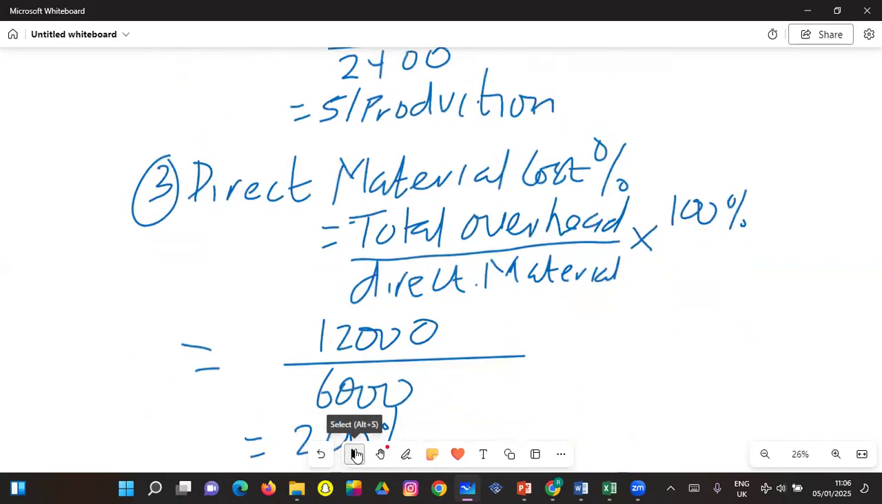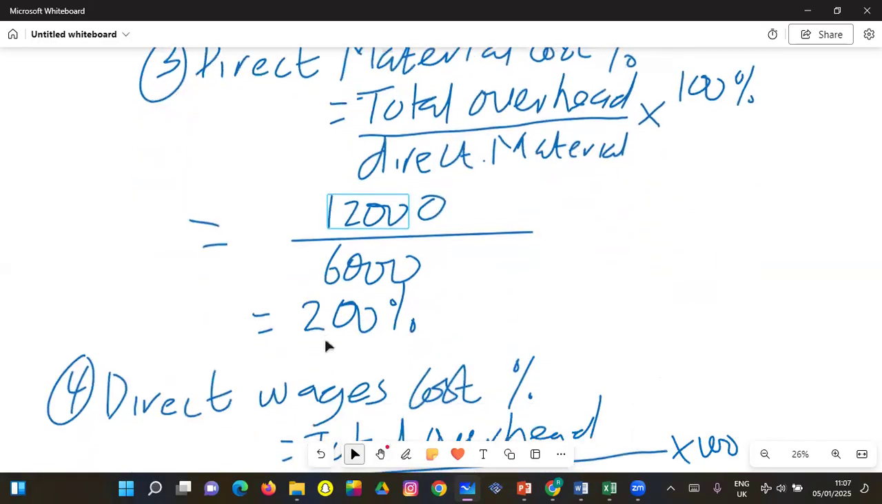Then we move on to the direct material cost percentage. The direct material cost percentage is basically total overhead over direct material times 100%. The total overhead is 12,000 and the direct material cost is 6,000. So we do it and we get 200%.